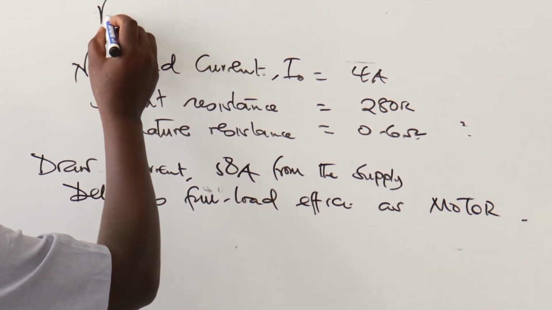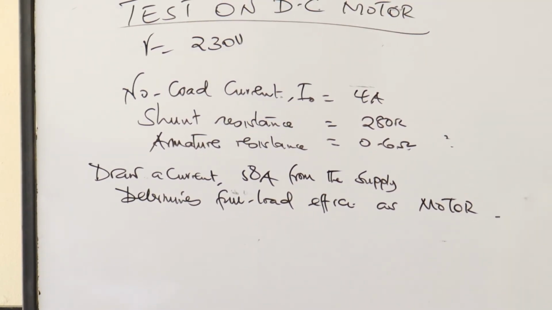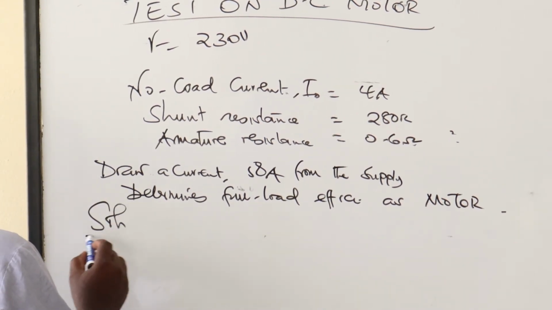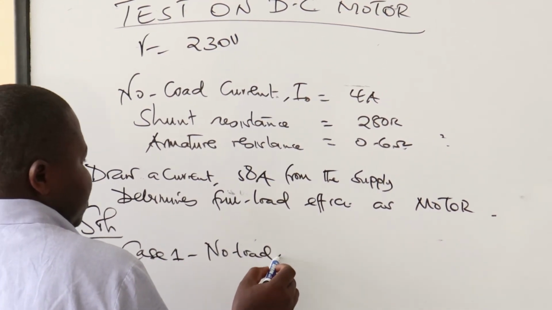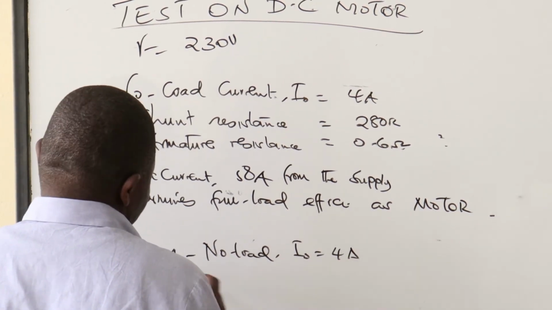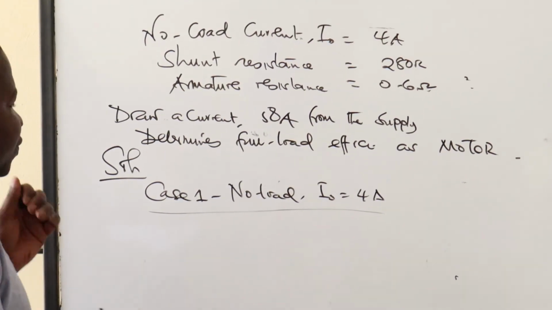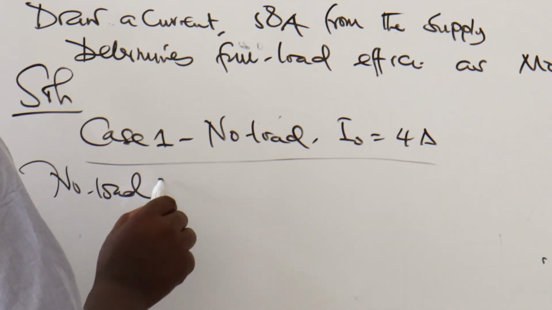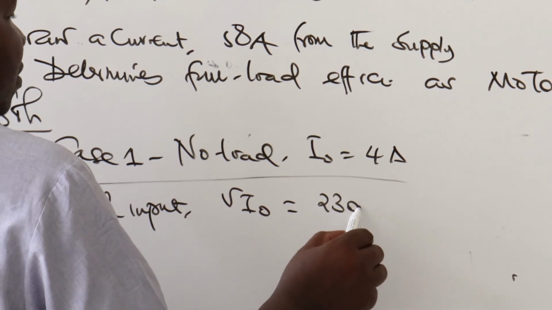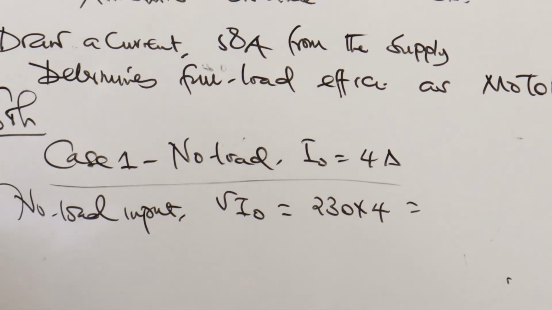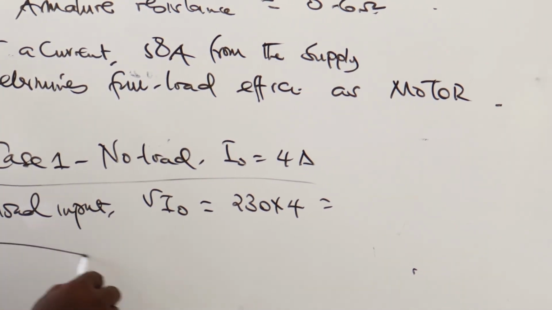So we have all the data. V is equal to 230. We must run the motor in case 1. Solution. Case 1, no load. What is the no load current? 4 amps. So we start with the no load input, which is V I naught, equal to 230 times 4.